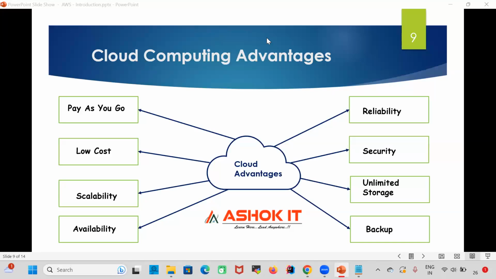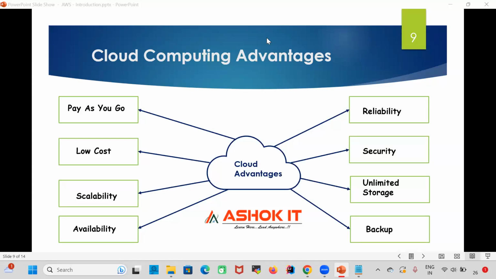The first advantage, pay as you go. The second advantage, low cost. The third advantage, scalability. The fourth advantage, availability. Fifth advantage, reliability. Sixth advantage, security. Seventh one, unlimited storage. Eighth one, backup.